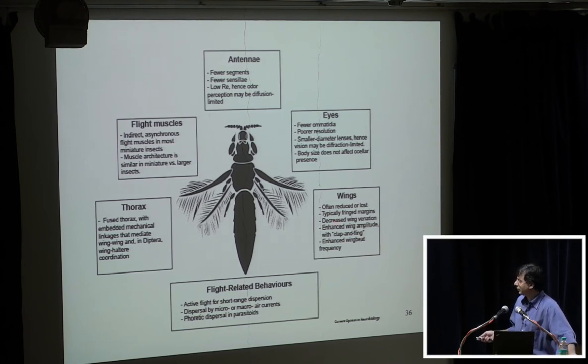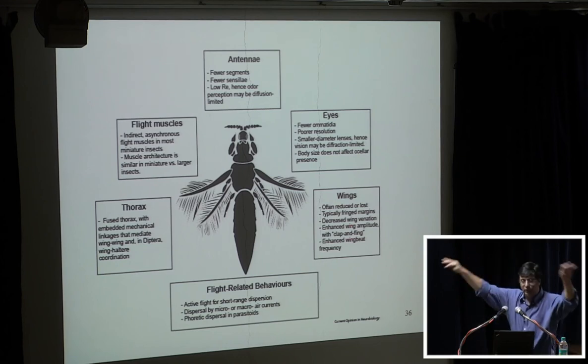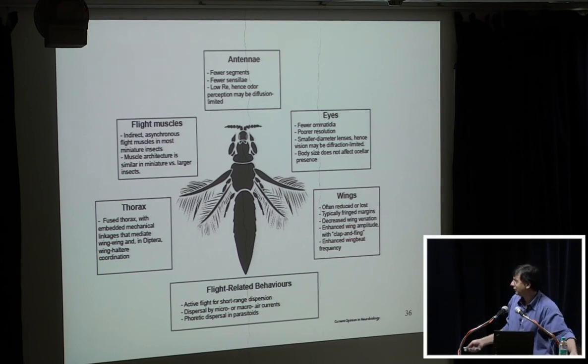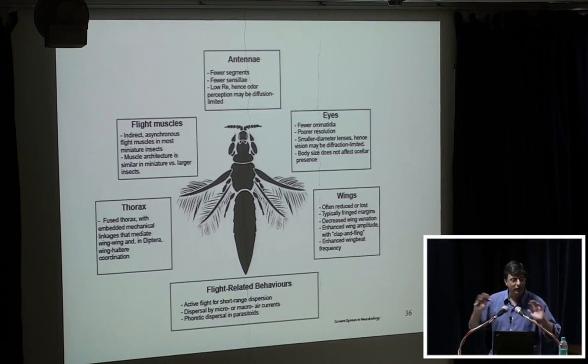Then you have wings, which are often reduced or lost. They typically have fringed margins, sort of like this. A lot of them show that clap and fling maneuver that you saw, where the wings sort of clap together. And they have enhanced wing beat frequency. They have a fused thorax, and you saw there are all these linkages within the thorax that allow them to coordinate things extremely fast. And then, of course, the flight muscles, which I spent a fair bit of time on.